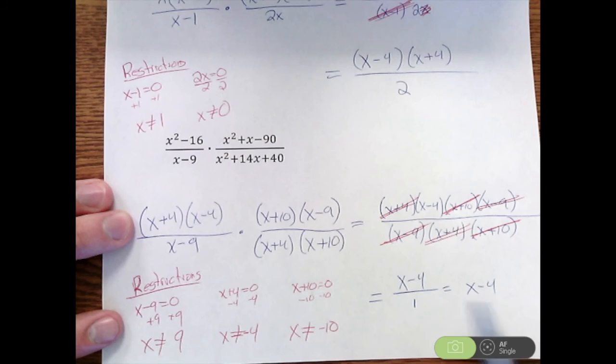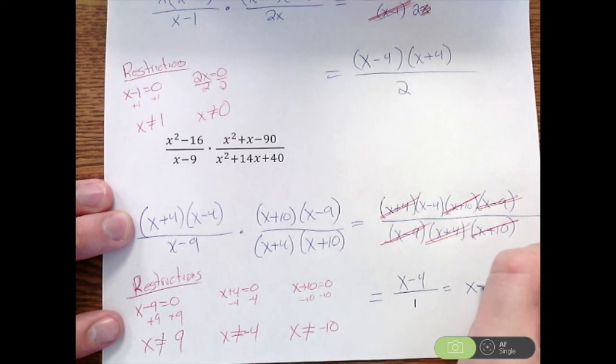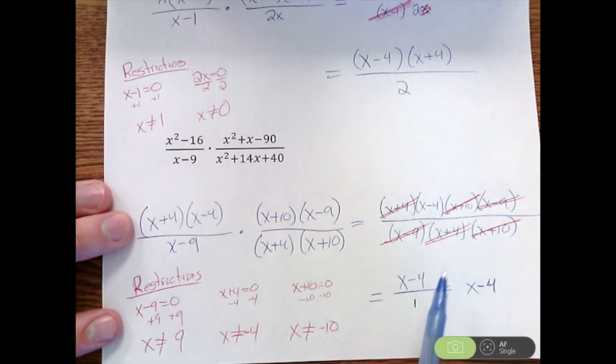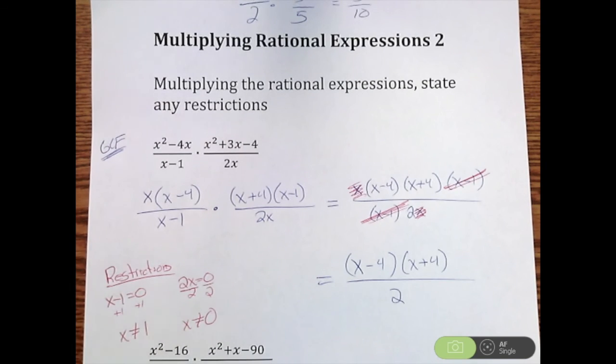If you wrote either or, I'll be fine with it. This is the most simplified answer here, though, x minus 4. But that's what we have. So you'd have left over just a 1 on bottom, x minus 4 on top, and those three restrictions. So that was multiplying rational expressions 2 for the videos.